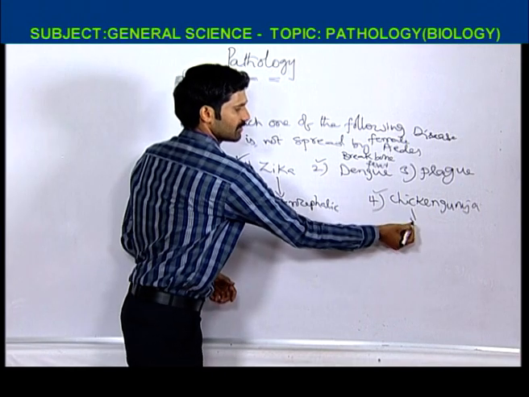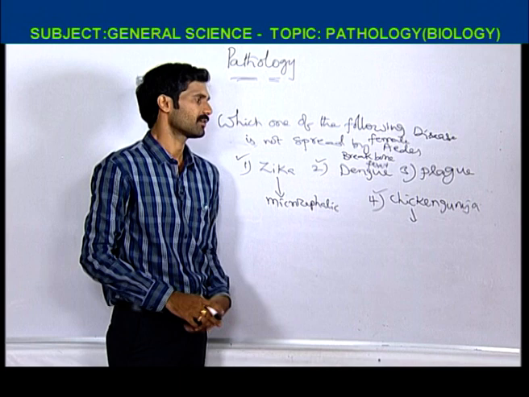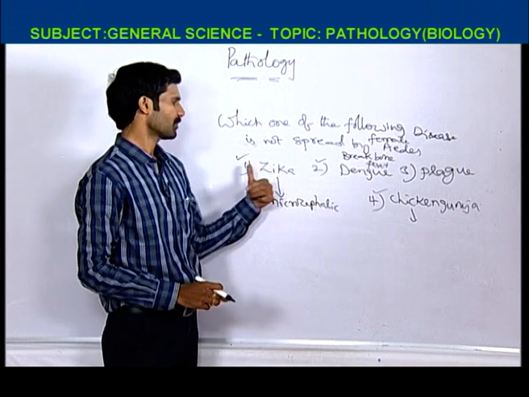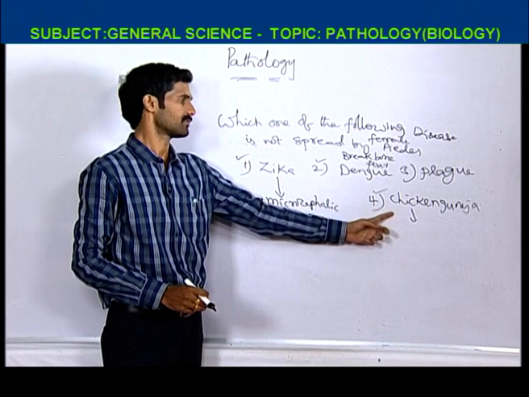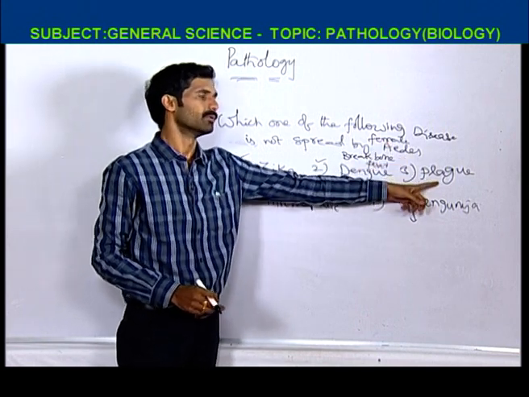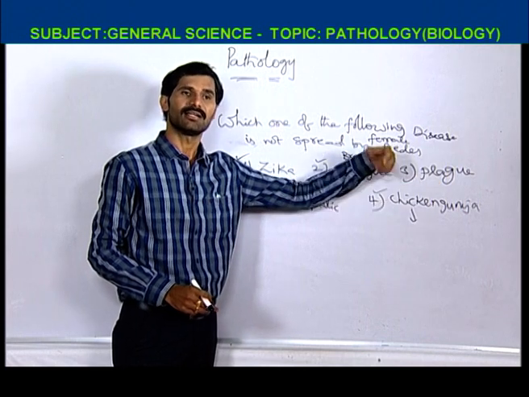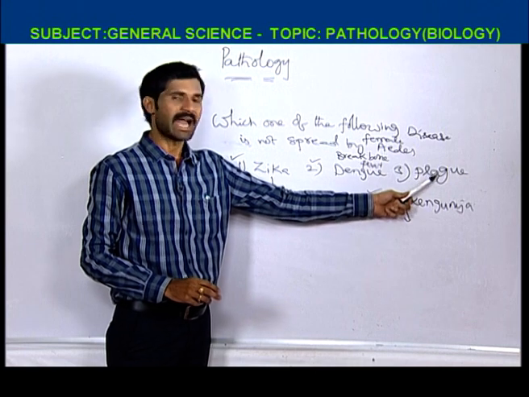And finally, chikungunya. Severe joint pains is the main important characteristic feature of chikungunya. But the first, second, and fourth options, I mean, these diseases are viral diseases spread by the female Aedes aegypti mosquito. But plague is a bacterial disease and it is spread by the rat flea.